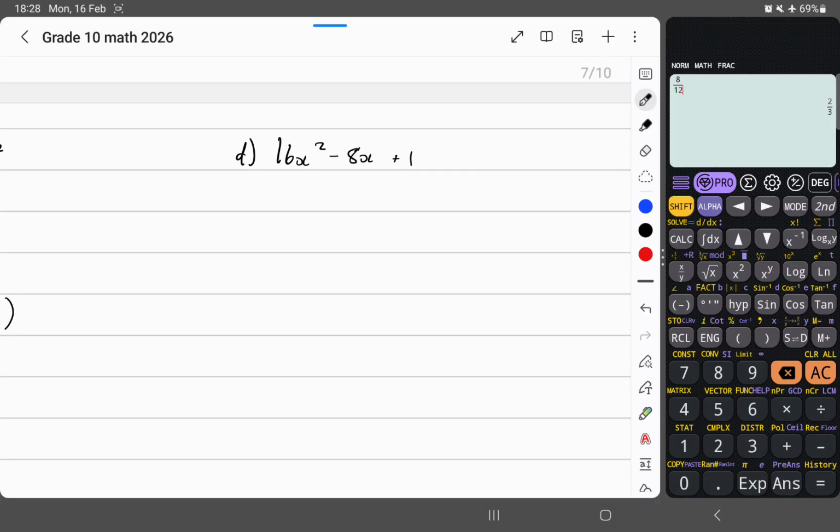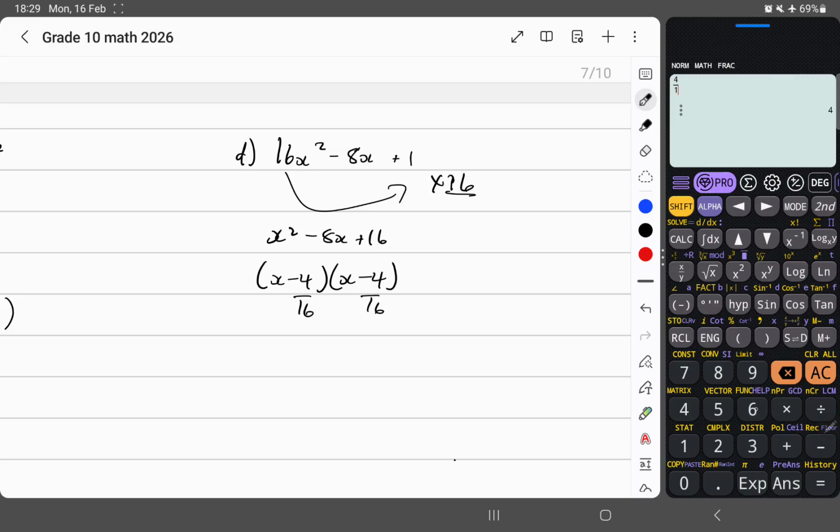Let us look at the next one. The 16 multiplying the 1 means I'm going to have x squared minus 8x plus 16. Two numbers that, when you multiply, give you 16, and when you add them, give you negative 8. I'm going to have x minus 4, x minus 4. But remember, we multiplied by 16. Therefore, we should divide by 16, divide by 16. So I have 4 divided by 16, which is 1 over 4. Therefore, I have x minus 1 over 4, x minus 1 over 4. The 4 will multiply the x. Therefore, I'm going to have 4x minus 1, 4x minus 1. That becomes my solution.